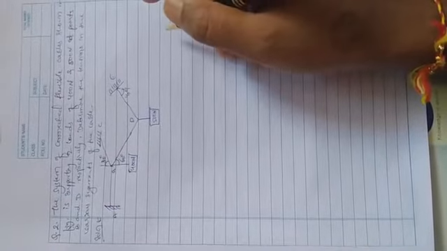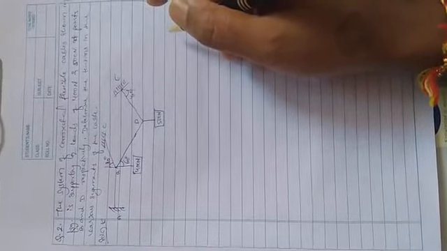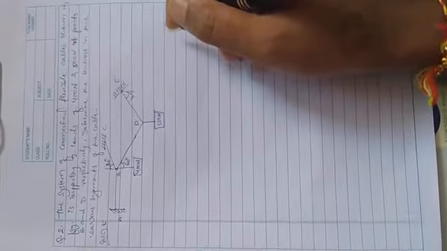Hello friends, this is the second problem on a cable which we are going to solve by Lami's theorem. Let me read the statement given first. The problem goes like this: the system of connected flexible cable shown in the figure is supporting two loads of 400 Newton and 500 Newton at points B and D respectively. Determine the tensions in the various segments of the cable.